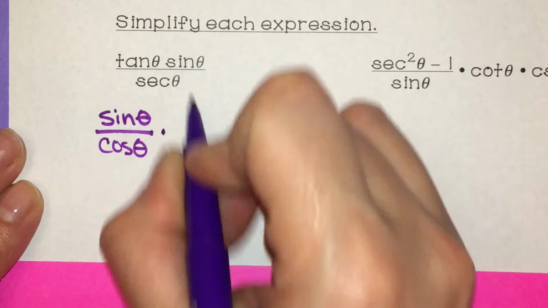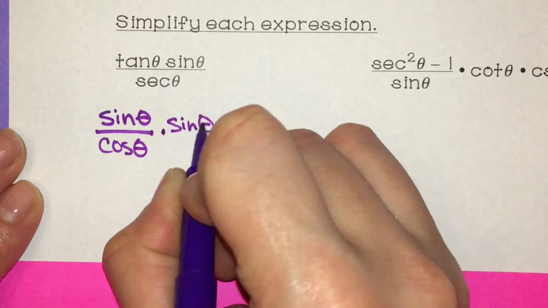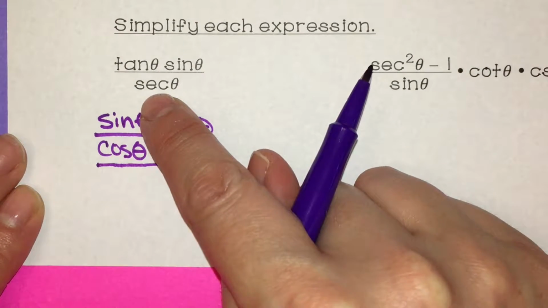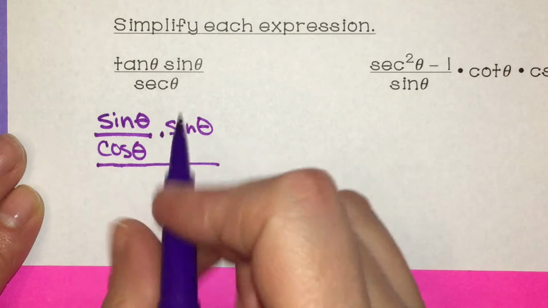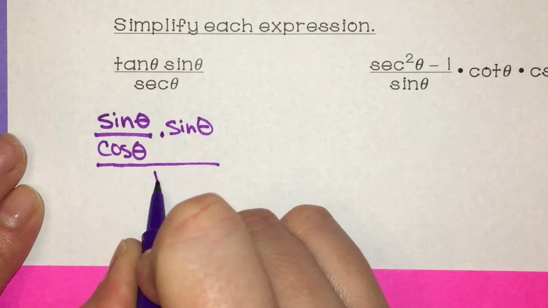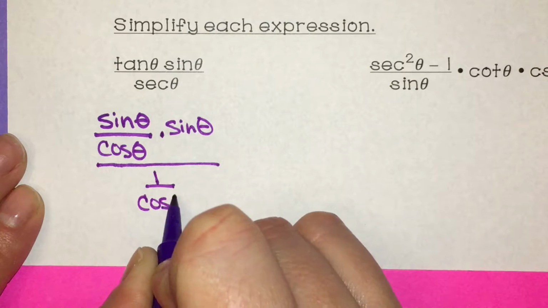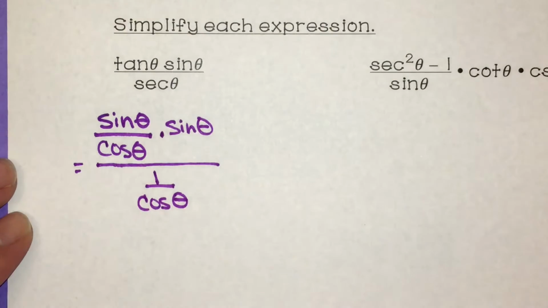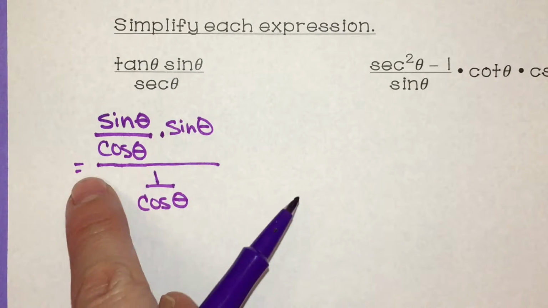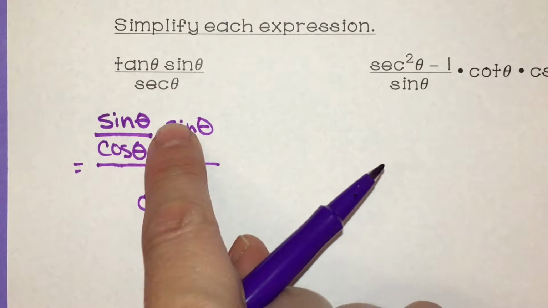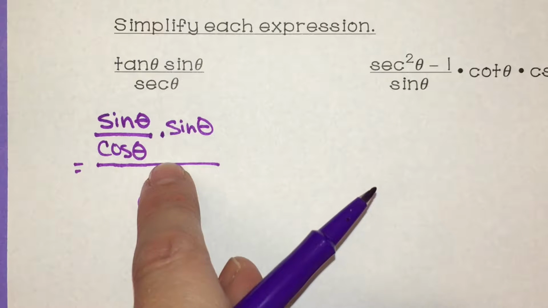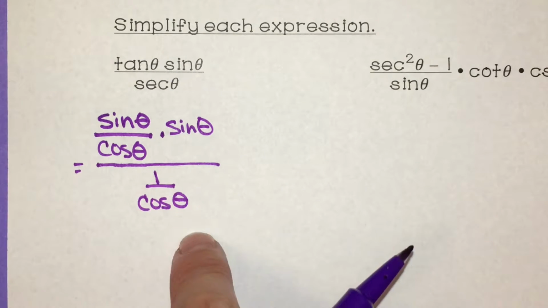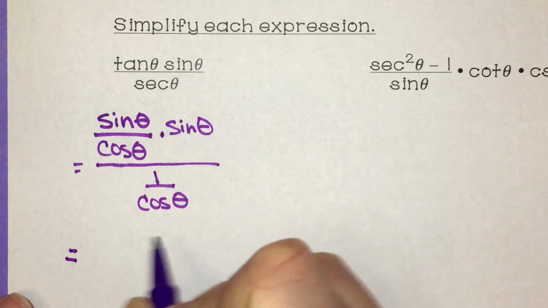And this is multiplied by sine theta right here, divided by secant theta, which is 1 over cosine theta. All right, one thing that you can do when you have division, you can do keep the first part the same, change division to multiplication, flip your second fraction over. So I'm going to do keep it, change it, flip it.